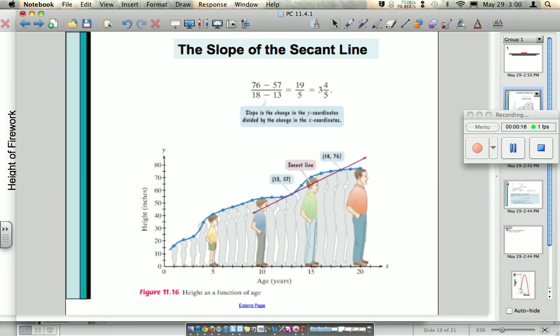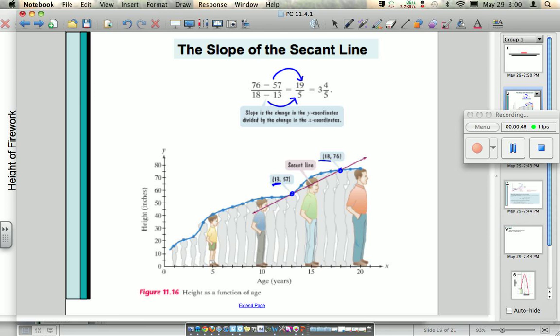So remember, we talked about this problem with the kid growing. This secant line, this purple line that cuts through these 2 points, would help us find the average rate of growth from the age of 13 to the age of 18. And that's the math that we're doing up top here, because he grew 19 inches in 5 years, which averages out to 3 inches and 4/5 of an inch every year. And that would help us see how he grew from 13 to 18.